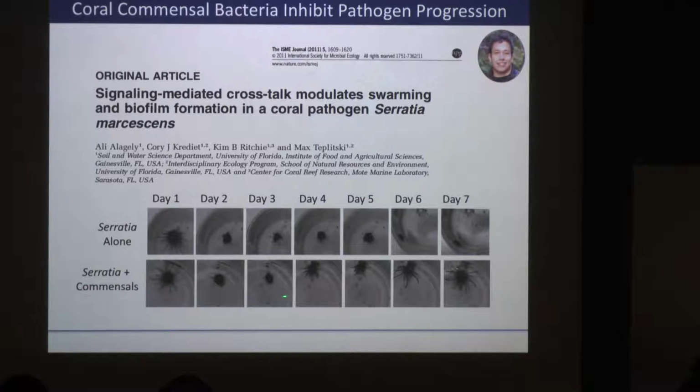And early on, you start to see that the polyps are starting to succumb to infection, but they actually show recovery by 7 days. And so either the pathogen is not able to establish to the same extent, or the bacteria are actually combating it from the start. And by day 7, they look no different from our controls.